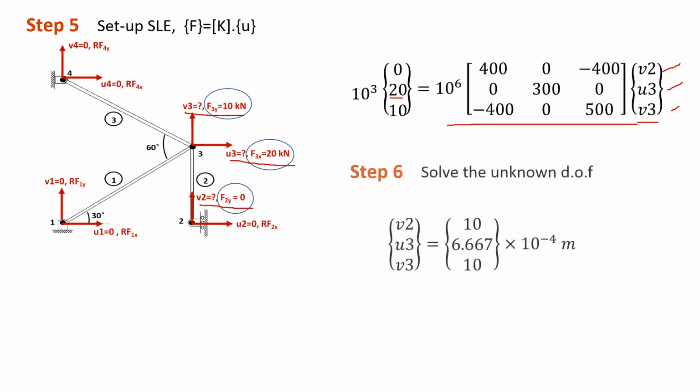Once we have this, the next step is just to solve for the unknown degrees of freedom by using the calculator, or you can use the Gaussian elimination method. It's up to you. But the easiest way is to use your calculator by using the equation mode of 3 unknowns.